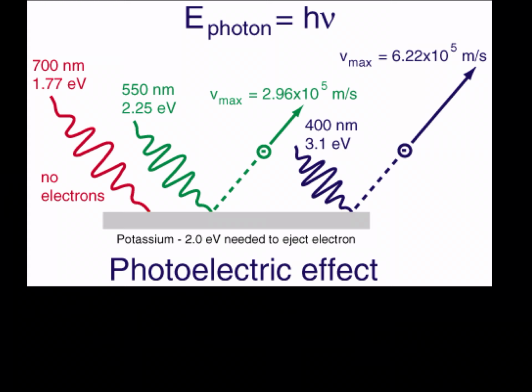So it's more than enough energy, leaving 1.1 electron volt over. And this turns into kinetic energy of the electron. And so instead of the 2.96 times 10 to the 5, it speeds away at 6.22 times 10 to the 5 meters per second. Brilliant diagram explaining the photoelectric effect. So it's only the frequency or the wavelength which affects whether the electron is produced. The higher the frequency, the shorter the wavelength, the faster the electron leaves the metal.